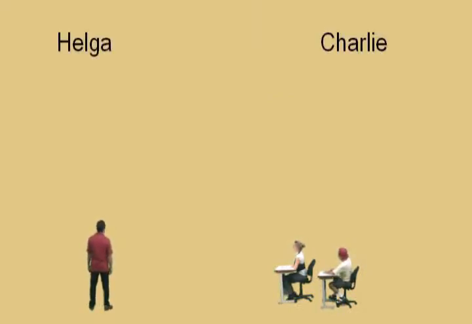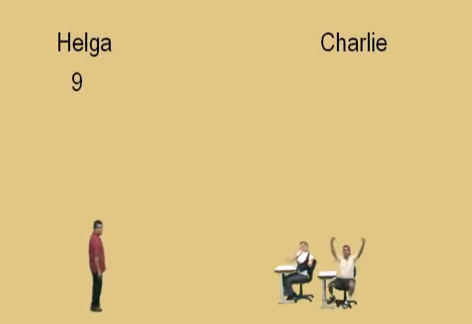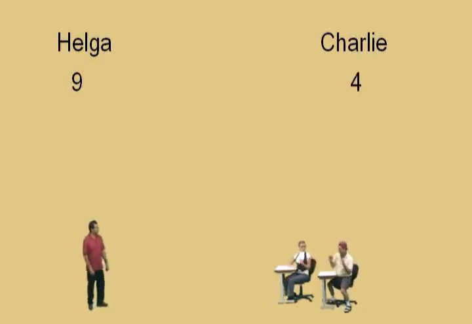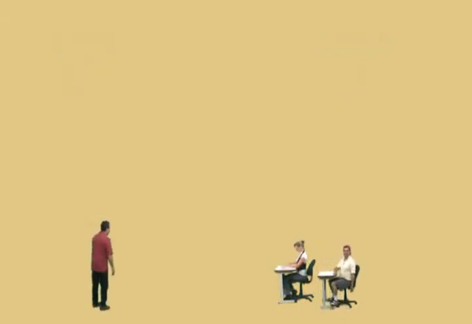Here we go. Helga has a 9. She's holding on strong. Let's see if Charlie's coming up. He has a 4. Good job, Charlie. Nice recovery there. Okay, next question. Here we go.